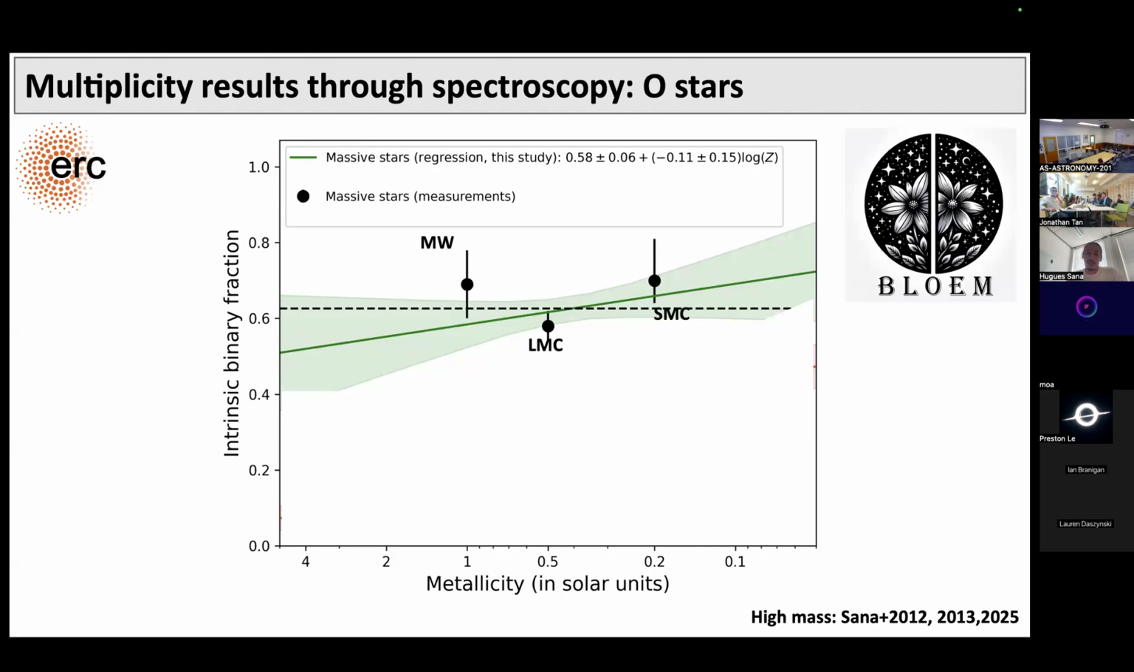So we organized 2 large programs at ESO, one in the Large Magellanic Cloud, one in the Small Magellanic Cloud, with metallicity of about half solar and a fifth or a seventh of solar, to perform the exact same measurement on a sample of several hundred massive stars. What we found, which was just published last year, is that there may be small differences, but on average, we cannot fit a trend that is positive or negative in a statistically significant way. So we adopt the fact that it's more or less constant with metallicity.